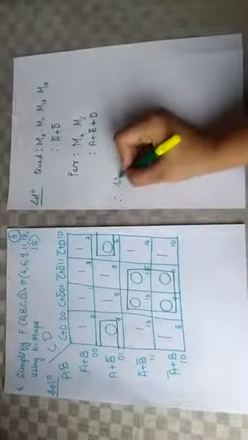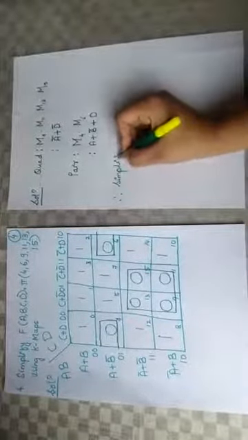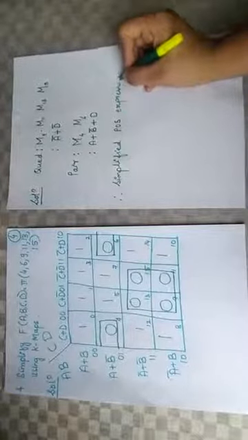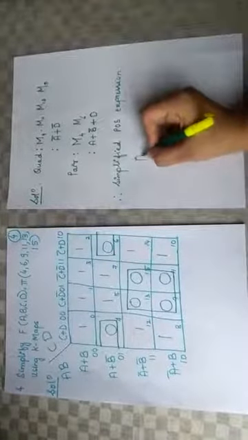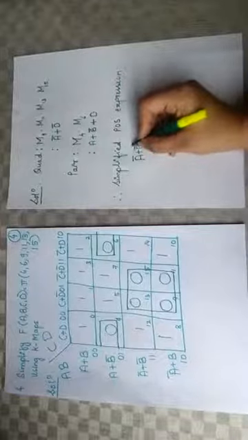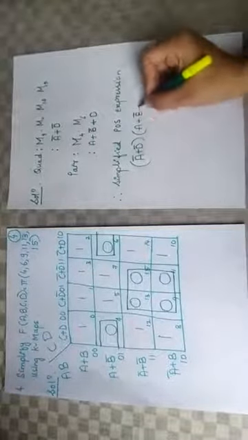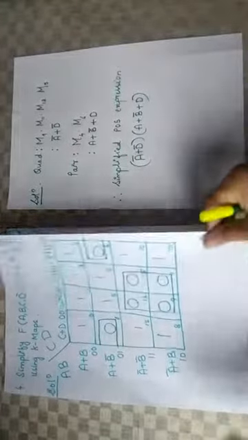So therefore the simplified product of sum expression is A complement plus D complement into A plus B complement plus D. Okay. So this is the simplification for this problem number 4. Okay. Now let us see the next problem.